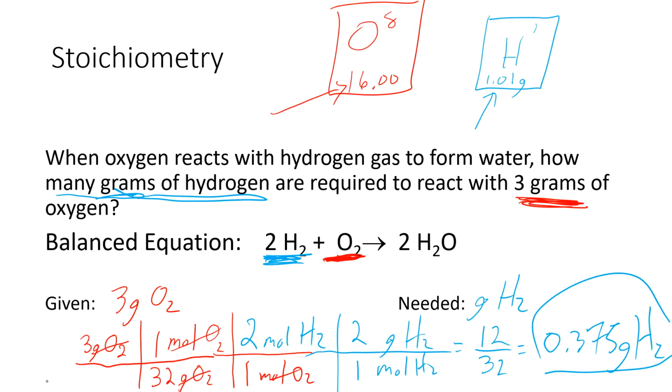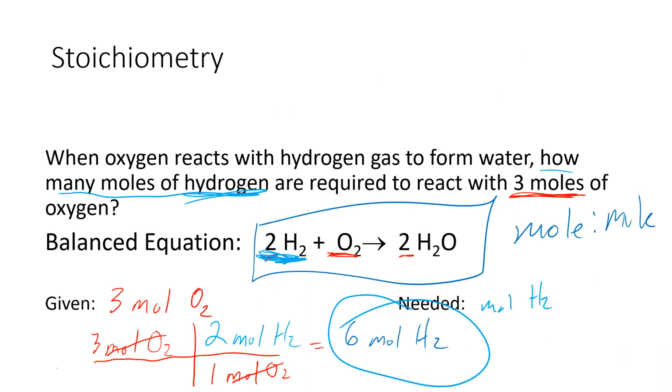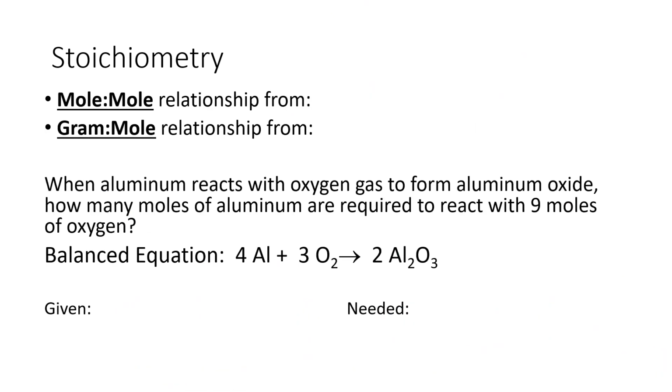And that boils down to the fact that both of these are using the balanced equation. In fact, everything we're going to do should use the balanced equation. But we also had to use the periodic table here and the periodic table here. Whereas when we were just doing moles, all we needed was something from the balanced equation. We did not need to get into the periodic table for that. We did need to get into the periodic table for grams.